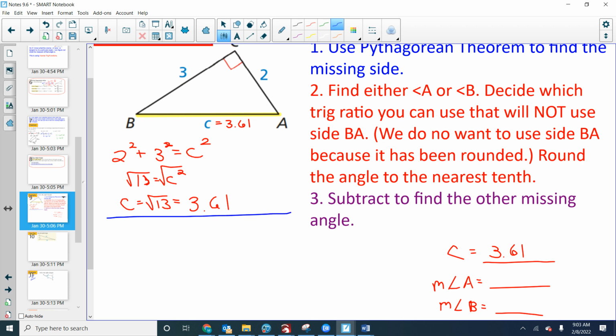So if you're a step person, step 1 was use the Pythagorean theorem to find the missing side. Is that going to be the case every time? No. Only if they give us 2 sides. If they gave us an angle and a side, you can't use the Pythagorean theorem then. Step 2, find either angle A or angle B. It doesn't matter. And like I said, decide which trig ratio you're going to use that will not use the side we just found. All right. Chase, pick an angle, any angle, to find, A or B. A. Good choice. It didn't matter, by the way. He could have said B.